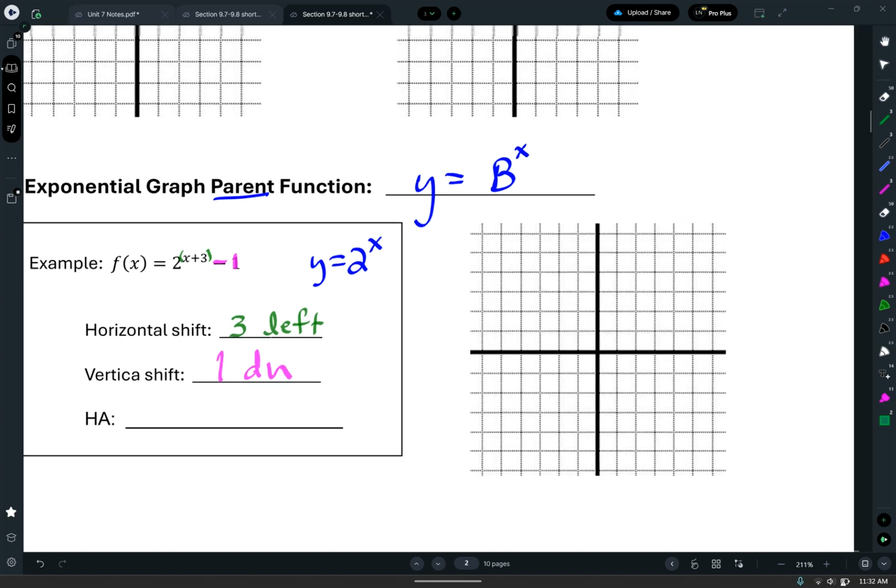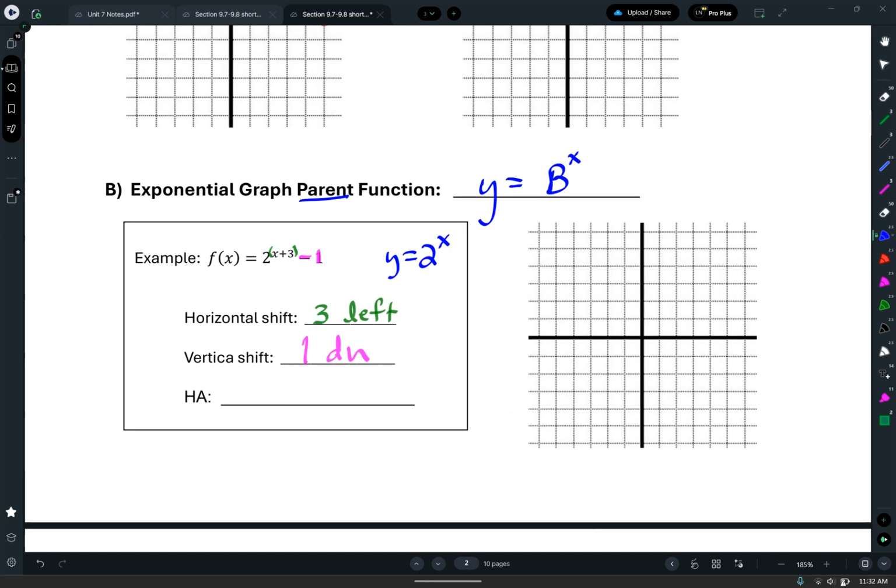First of all, let's think about the basic parent function. So the basic parent function has a shape something like this, right? That's my basic parent function for 2 to the x, 3 to the x, whatever. Okay, so I'm going to take that key point, which is right here at the y-intercept. I'm going to move it 3 to the left, and at the same time, 1 down. 1, 2, 3 to the left, and 1 down. So that point that used to be the y-intercept has now moved to the left and down.